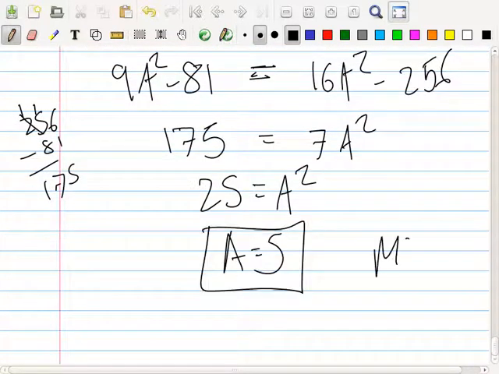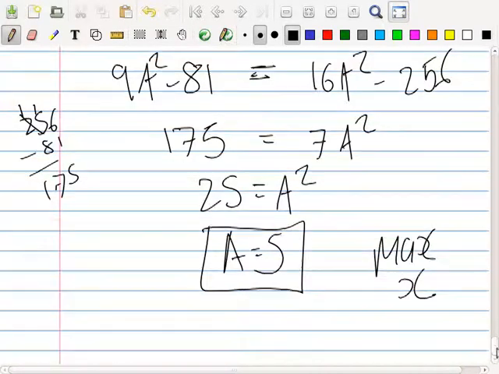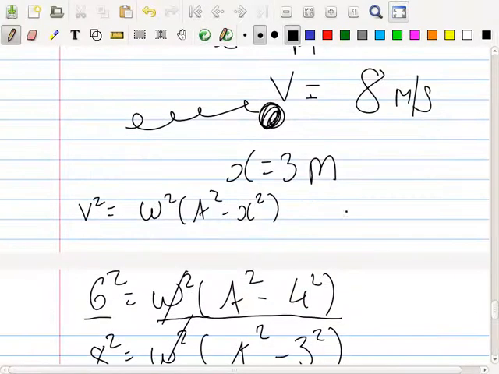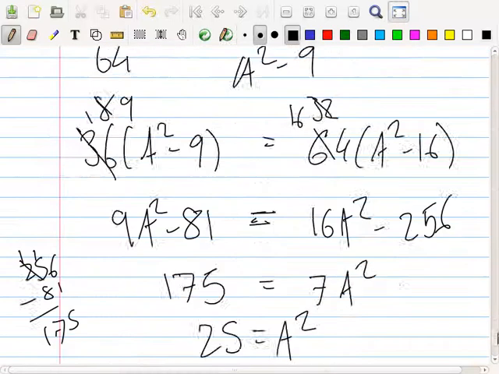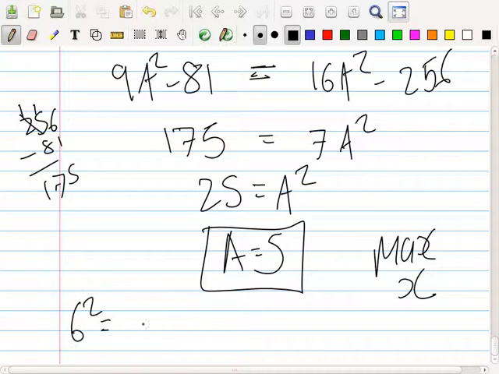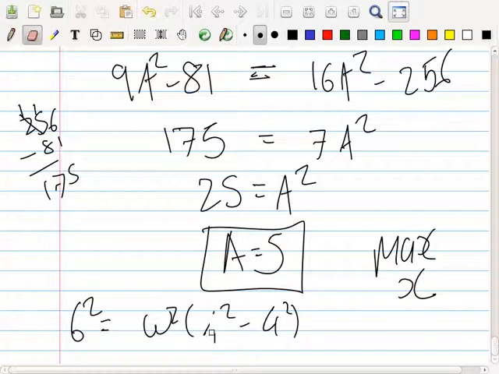So that is the maximum x. Now we should find omega. So I can put that back into, say, the first one: 6 squared equals omega squared, a squared minus 4 squared. But I know what a is. What's a? 5. So that would be 25. 25 minus 16 is 9. So I get 36 equals 9 omega squared. Take the 9 to that side.